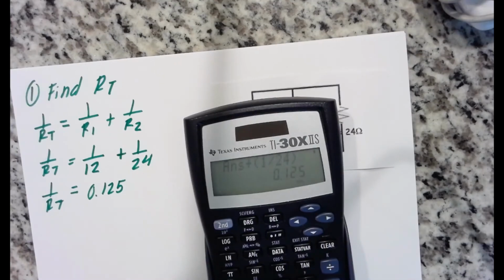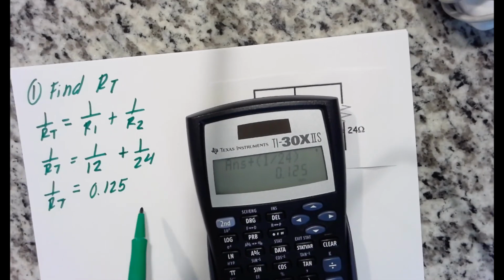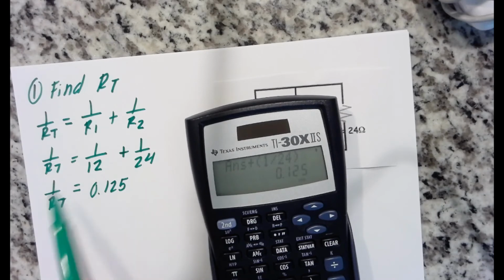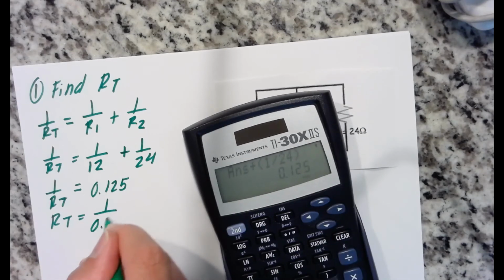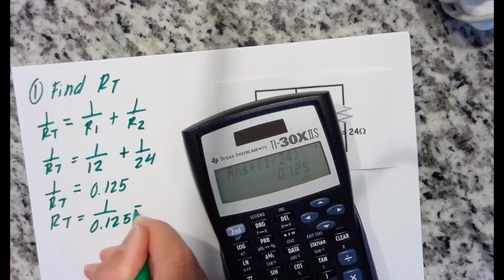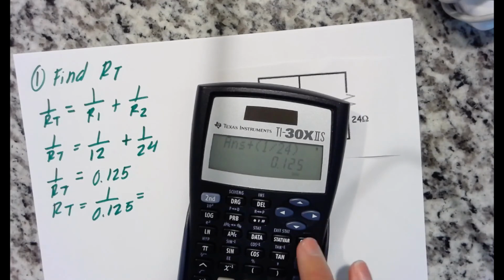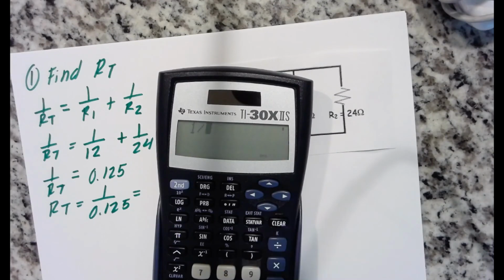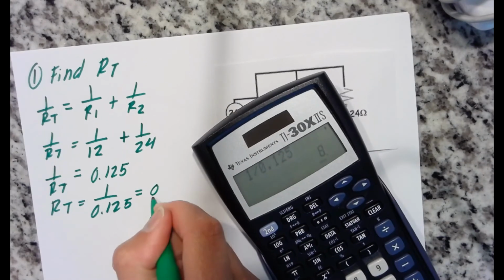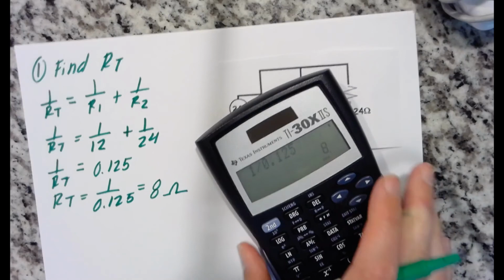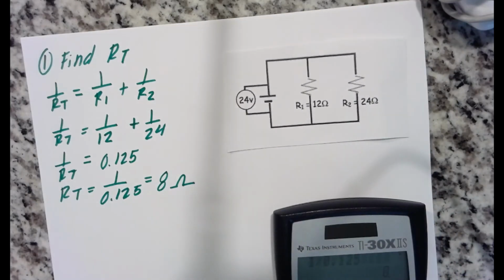This is where a lot of students run into trouble. They think that this is the final answer for resistance, although it's not. You still need to take the reciprocal of this answer. So our last step is to put 1 over 0.125. And that's going to give me the total resistance, which in this case ends up being a whole number, and we get a total resistance of 8 ohms for this parallel circuit.